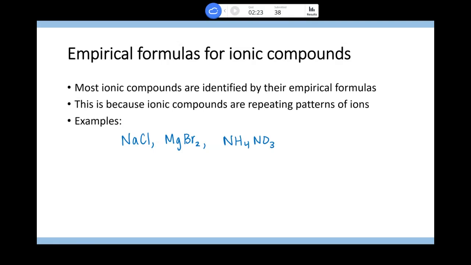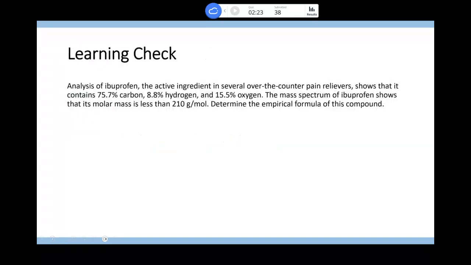Remember when we looked at the particle picture of sodium chloride? It was a cube lattice structure with a bunch of repeating units of sodium and chlorine atoms. Its simplified version is the empirical formula, sodium chloride. So just a note about ionic compounds. Then let's do another example.